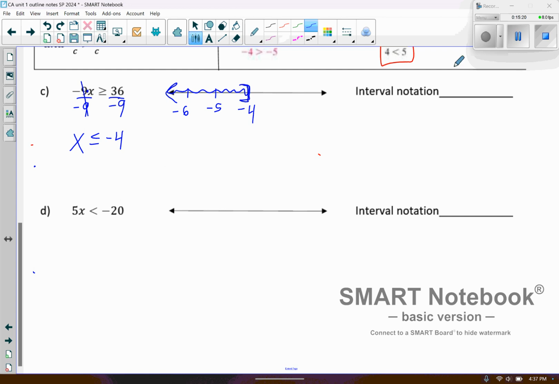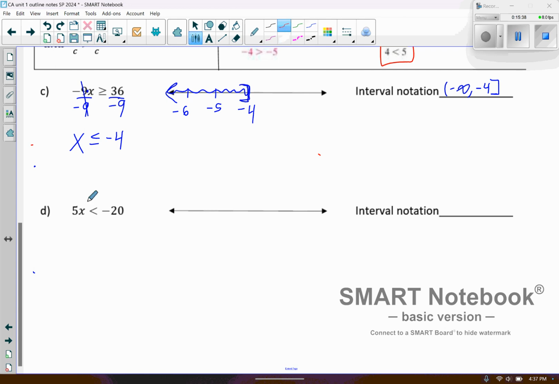And so then my interval notation is going to be from -infinity, that has to go first, and then to -4 and bracket that in. So remember, -infinity is always on the left, positive infinity will be on the right if we're dealing with a positive infinity.